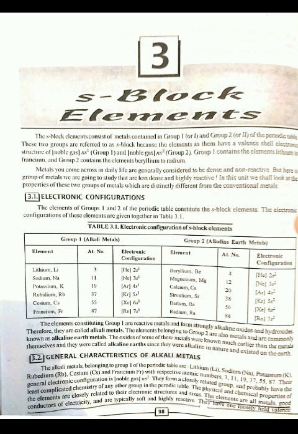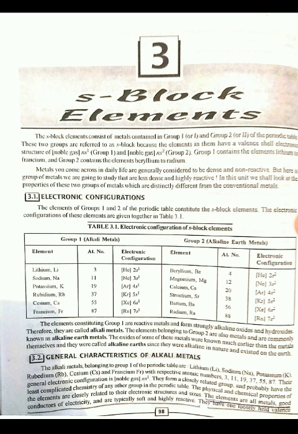The elements constituting Group 1 are reactive metals and form strongly alkaline oxides and hydroxides. Therefore, they are called alkali metals. The elements belonging to Group 2 are also metals and are commonly known as alkaline earth metals. The oxides of some of these metals were known much earlier than the metals themselves, and they are called alkaline earths since they were alkaline in nature and existed on the earth.